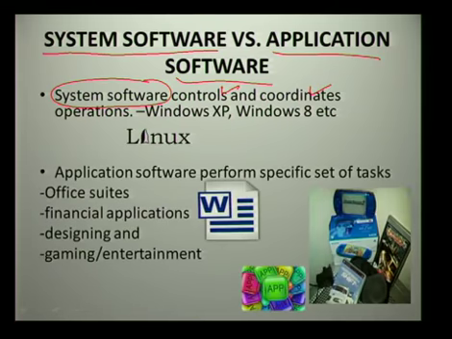Then the second one is your application software. Your application software is there to perform a specific set of tasks. In your application software you get applications such as your Office suite, where you are able to use your Word, Excel, other financial applications, designing, as well as gaming and entertainment. So those were some of the examples of our application software as well as system software.